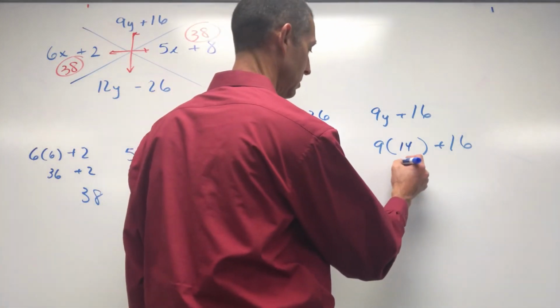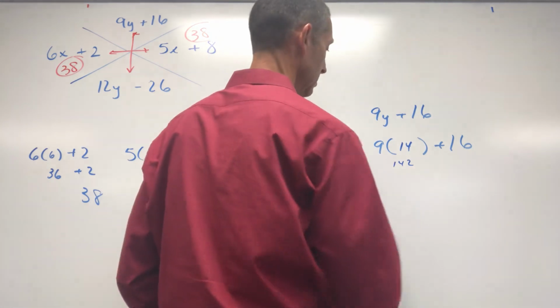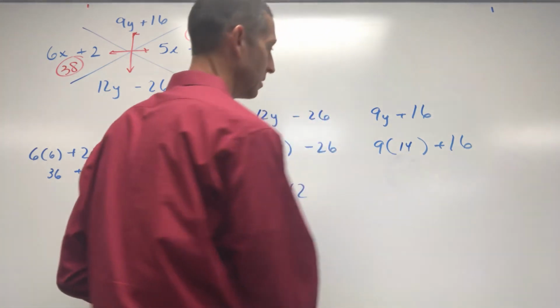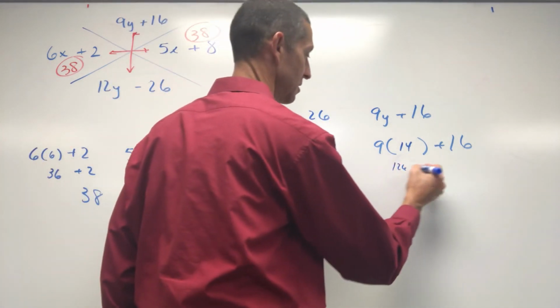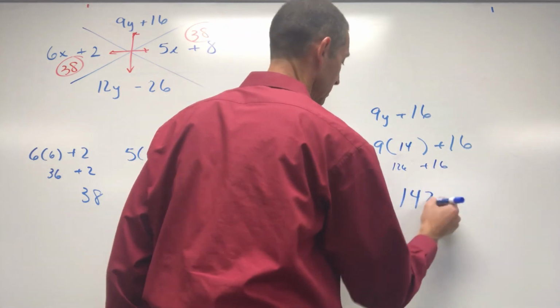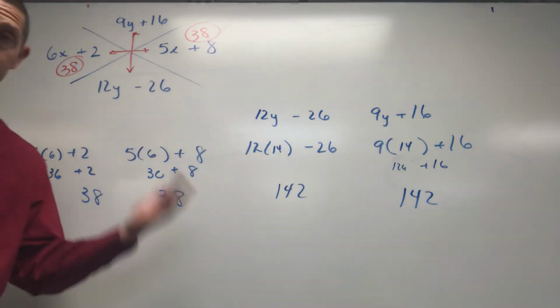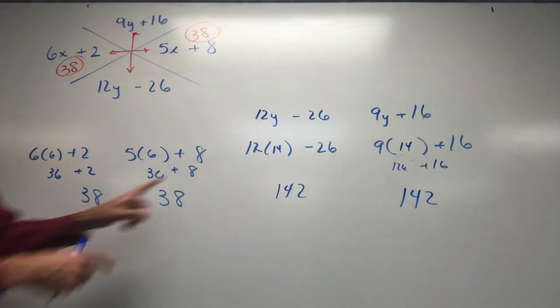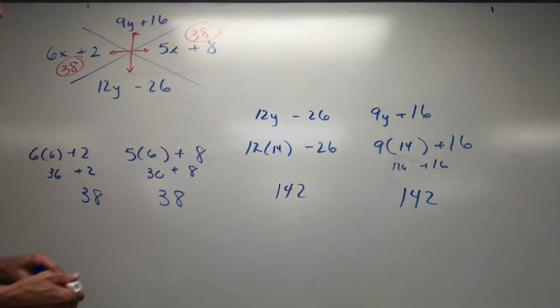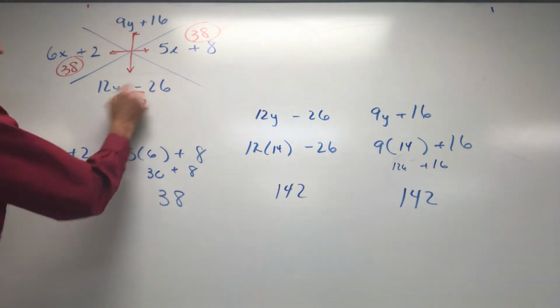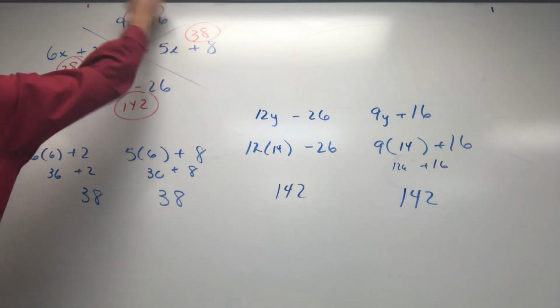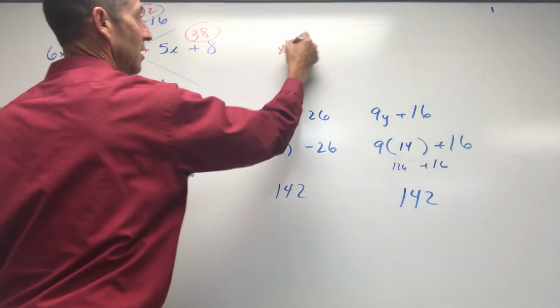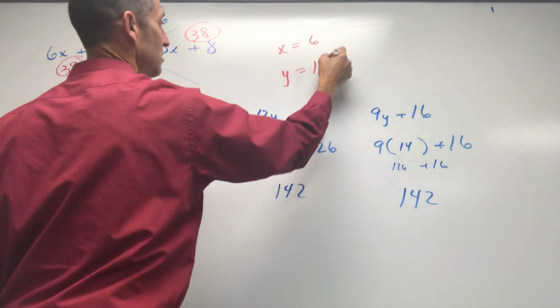What is that going to be, 142? No, that's what the whole thing turns out to be. 126 plus 16. 142. Boom. Got it. So we feel good. These two turned out to be the same. Those turned out to be the same. This angle, 142. That angle, 142. X was equal to 6. Y was equal to 14.